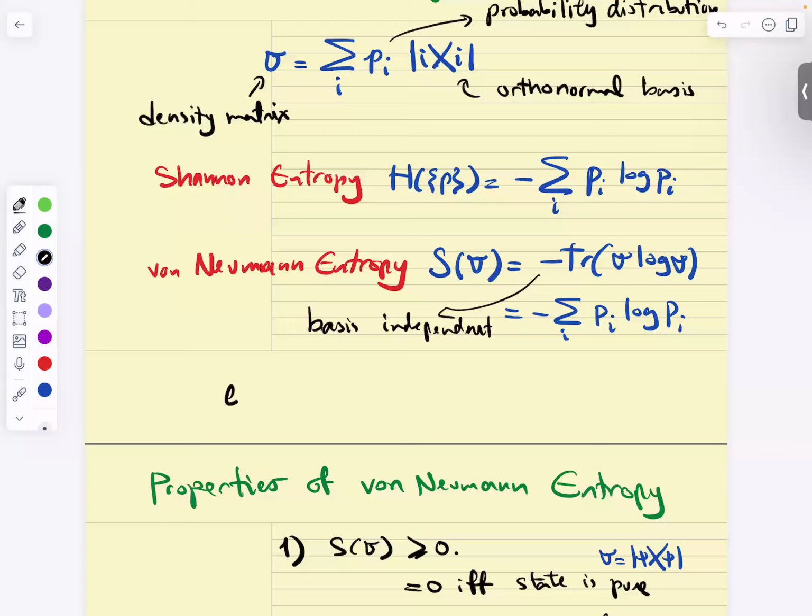It's possible, just one second, it's possible to have a state where n parties share the state.